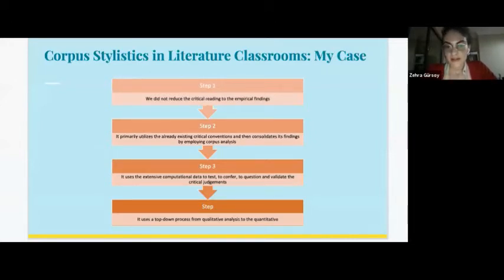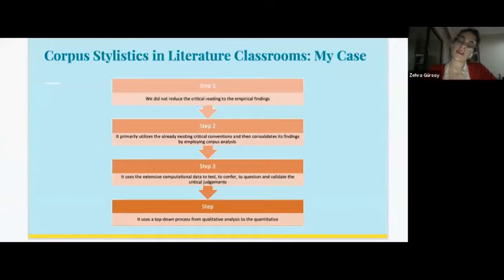So, corpus linguistics in literature classrooms: I will talk about my case from now on. I took a literature class from Professor Çıraklı in my second year of MA. During the class, week by week, we discussed different linguistic terms and literary texts. One week, we discussed corpus stylistics and its place in literature classrooms. During the discussion, Professor Çıraklı showed us how to conduct a corpus stylistic analysis with a literary text.